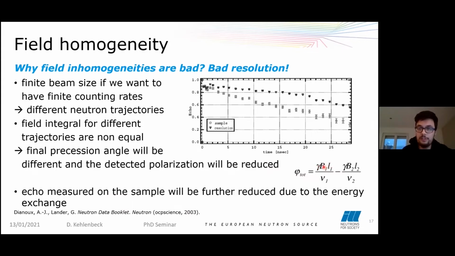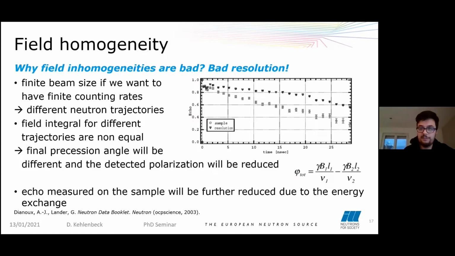Now let's consider a polarized neutron beam which enters a magnetic field region B1 with the length L1. The total precession angle of the neutron is here the first part of this equation. And if now the beam goes through another region with the opposite field B2 and L2, the total precession angle is the combination of the first and the second part of the equation. In case of an elastic scattering event on the sample, where V1 is equal to V2 and B1 L1 is equal to B2 L2, the phi total will be zero independently of V, and we recover the original beam polarization. This is an echo of 1.0.